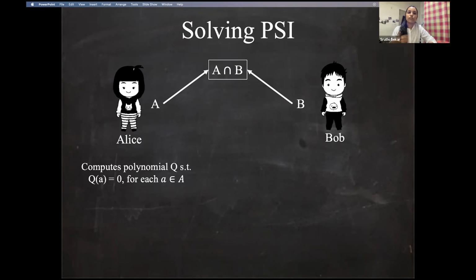She first computes a polynomial Q such that the polynomial evaluates to 0 at every point in her set. So Q of A is 0 for every A in the set A. That's how this polynomial is. So she computes one such polynomial. Then she encrypts the polynomial and sends the ciphertext to Bob.